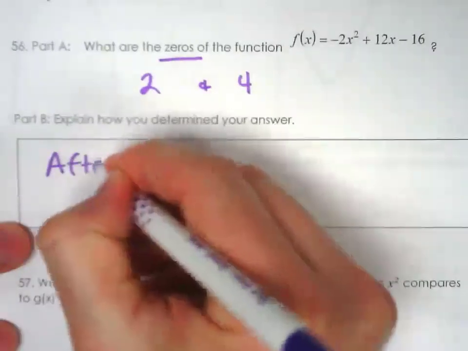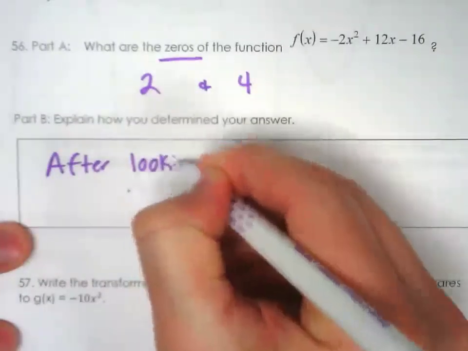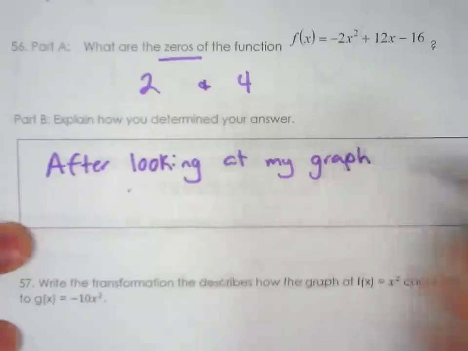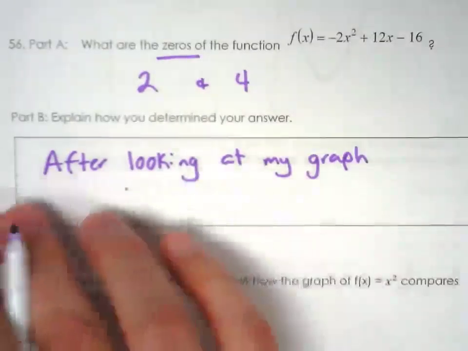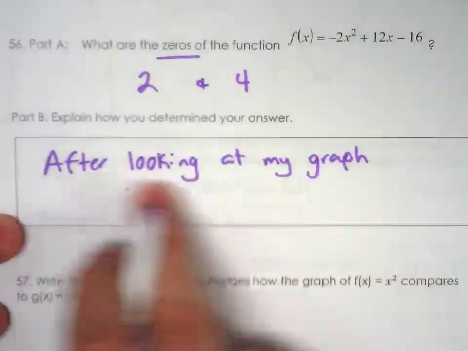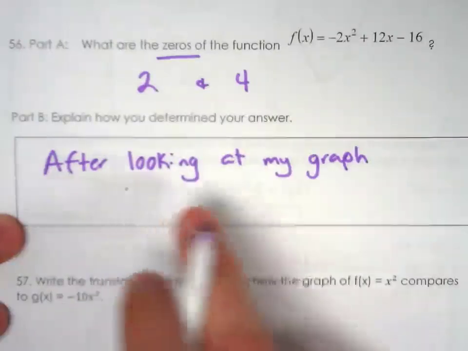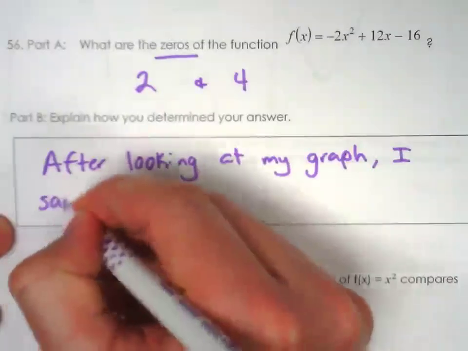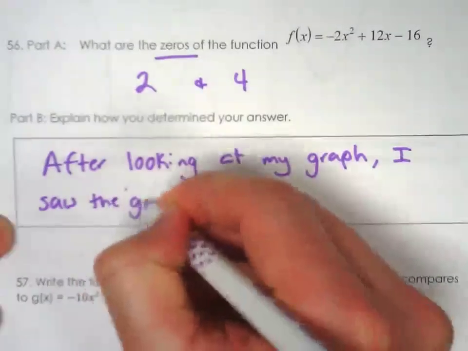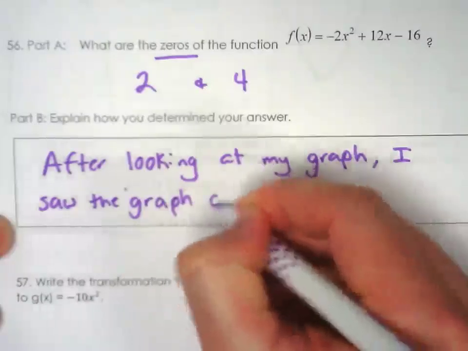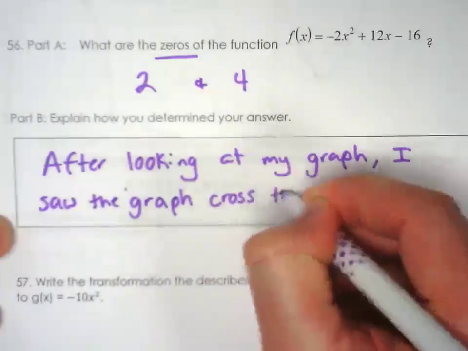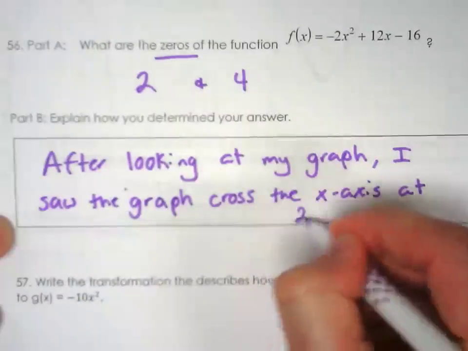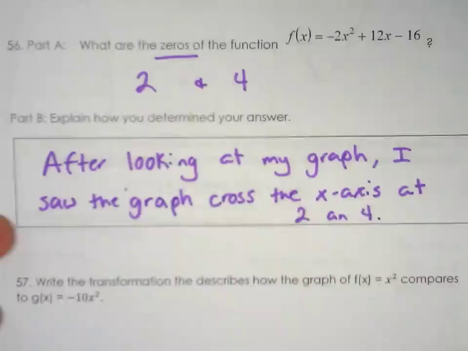after looking at my graph. Hence, when we use Desmos, all we're doing is looking at a graph. I didn't say anything here about Desmos. All I said was after looking at my graph, I saw the graph cross the x-axis at 2 and 4.